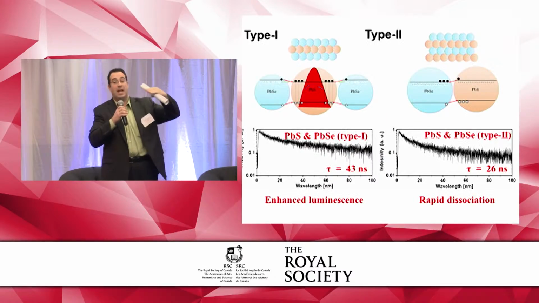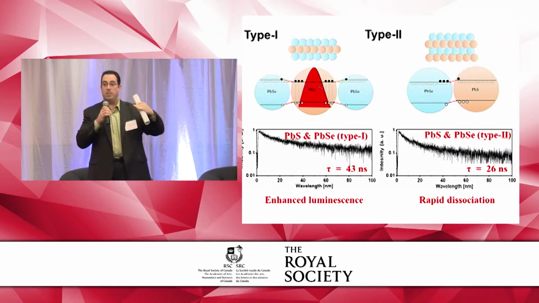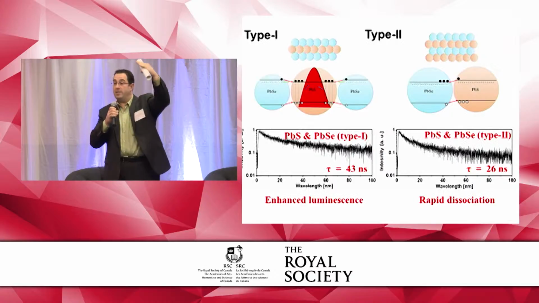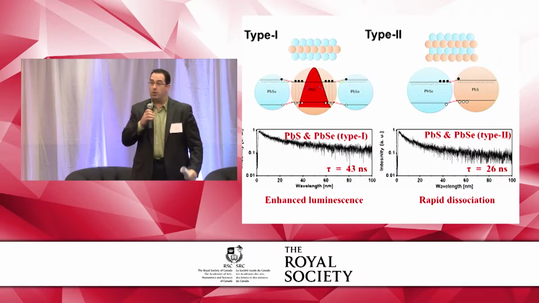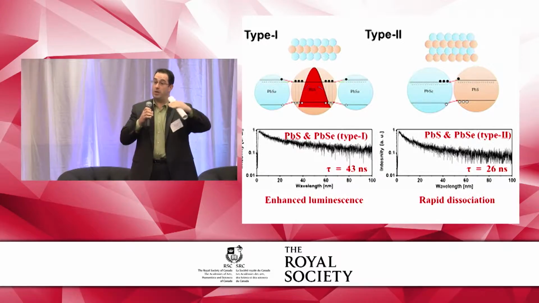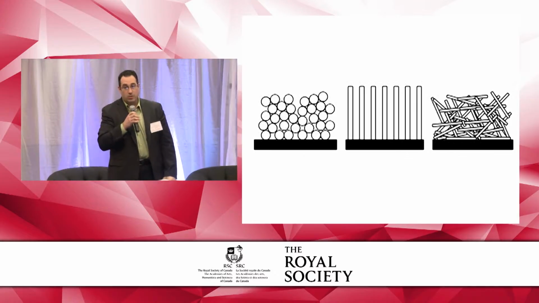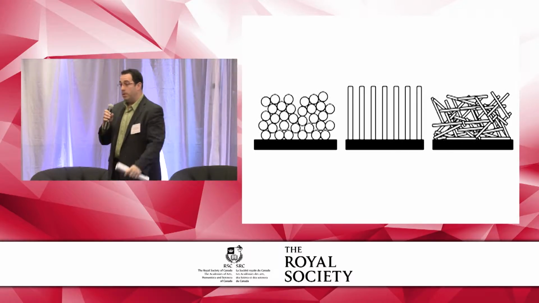Also, we can alternate types of nanoparticles. For example, here we use PbS and PbSe. We alternate them, and we can make either light-emitting devices or light-harvesting devices by controlling the stacking of those layers. We can also play with the shape of the nanoparticles.